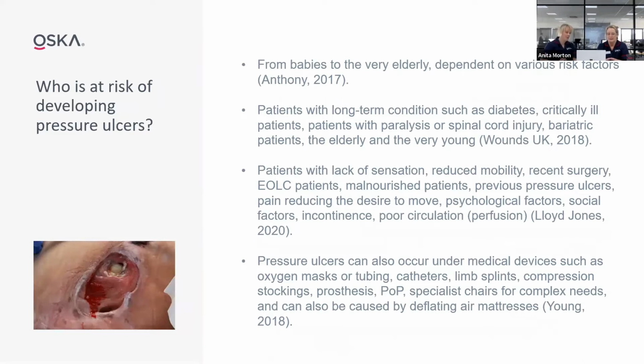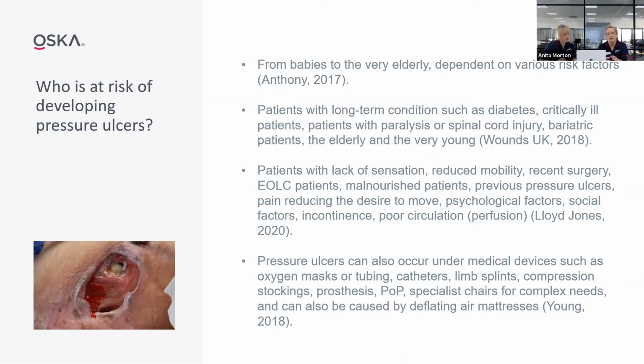So who is at risk of developing pressure ulcers? Well, everybody is really, from patients, from babies to the very elderly, depending on their risk factors. And really, what starts the risk is when people have not got the ability to be independently mobile, where their mobility gets to a point where they either need to be prompted, they need to be supported, or they need to be encouraged, or it needs to be physically done for them.